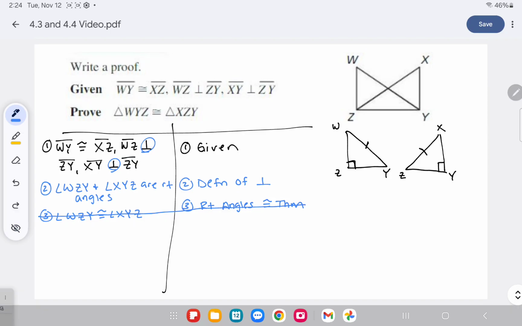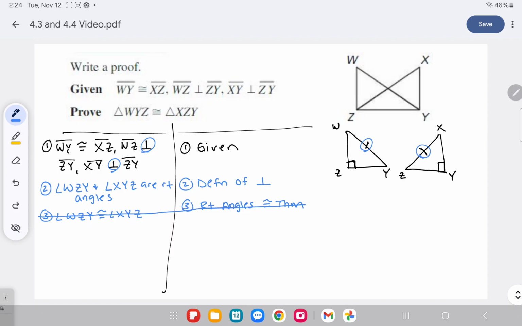It's not a wrong step. I'm not going to count off if you include that step. It's not bad to have extra steps in your proof as long as they're true. We just don't need that step. We just needed to know that they were right angles because that means we have right triangles, which means we can use the hypotenuse leg theorem. So far, we know that the hypotenuses are congruent.